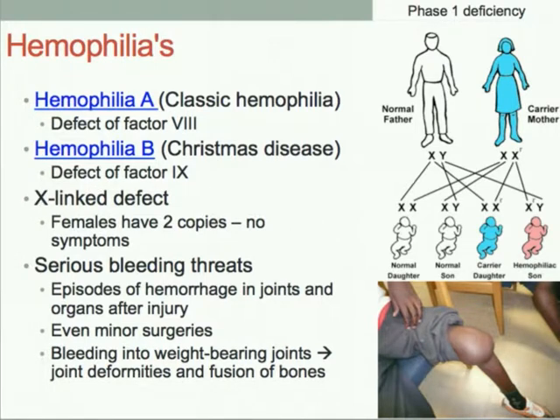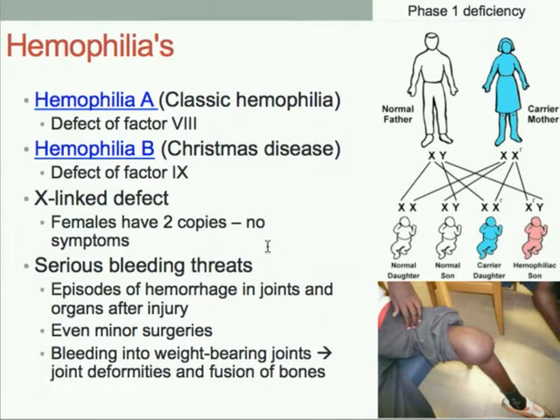So females have two copies of their X's, but they can carry the gene. Again, females can't express it. So you only see expression of active hemophilia in males. And when there is hemophilia, there are very serious bleeding threats.